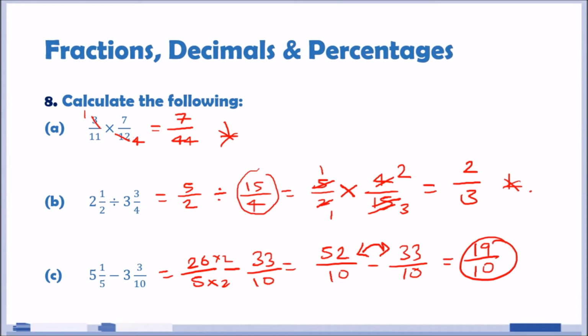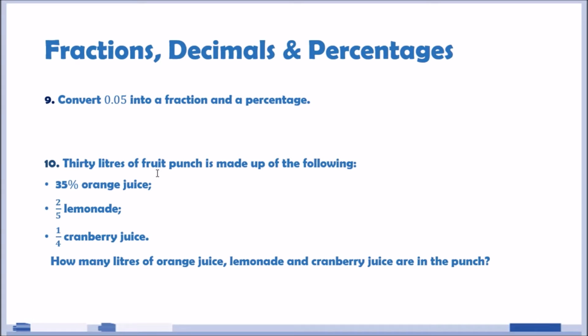You guys are keeping up well, so let's keep going. Almost there. So number 9, convert 0.05 into a fraction and a percentage. Well, to convert into a fraction is dead easy. This one pretty much indicates how many zeros it should be.